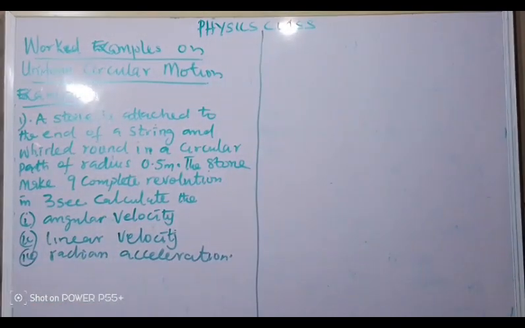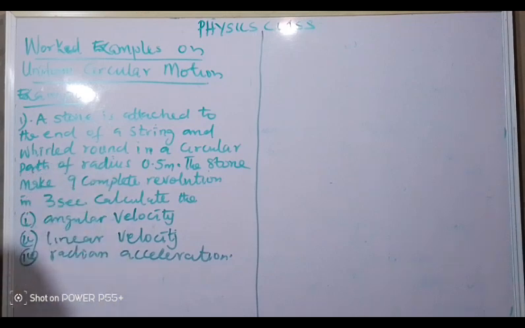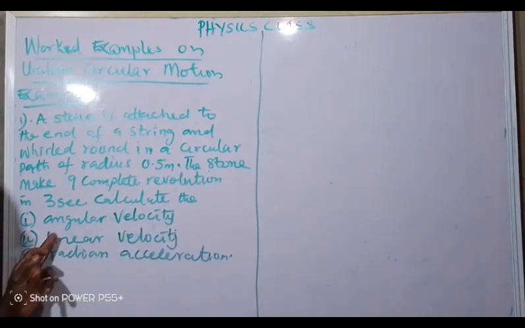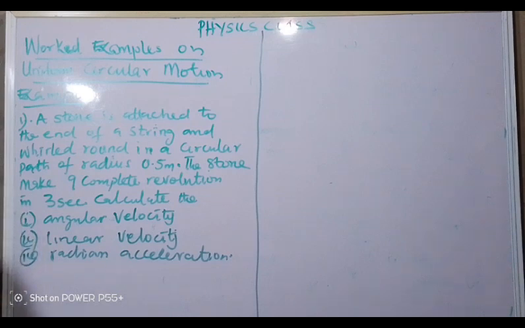A stone is attached to the end of a string and whirled round in a circular path of radius 0.5 meter. The stone makes 9 complete revolutions in 3 seconds. Calculate 1. Angular velocity, 2. Linear velocity, and 3. Radial acceleration. So, from the question, solution.